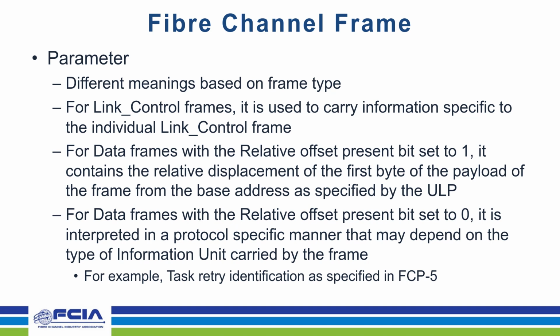And for data frames with relative offset bit present set to 0, it's interpreted in a protocol-specific manner that depends on the type of IU carried by the frame. And I threw an example in here, which would be a task retry identification that's specified in FCP5. And we also have a similar thing called the Solaire qualifier. That's specified in FCNVMe2.